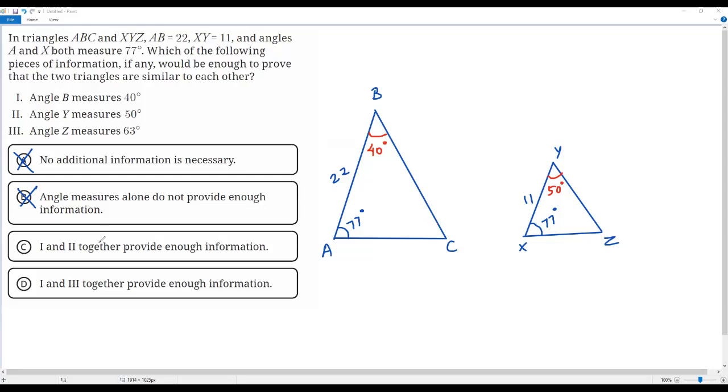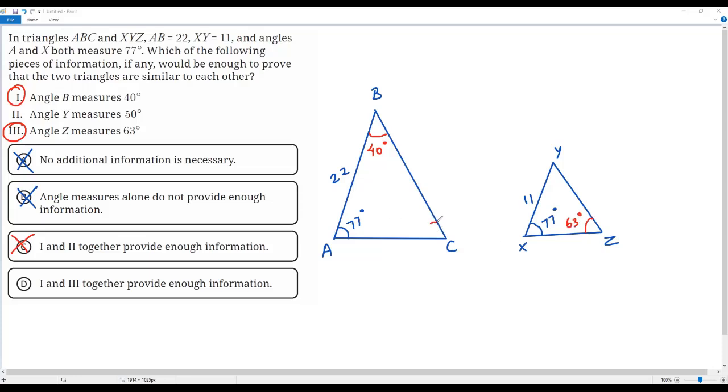So I think option D must be correct. Anyway, let me check it. Now I'm going to take the first piece of information and the third piece of information. The first piece of information is that angle B measures 40 degrees, included over here. Now we can take the third piece of information, that is, angle Z measures 63 degrees. Okay, let me mark 63 degrees over here.